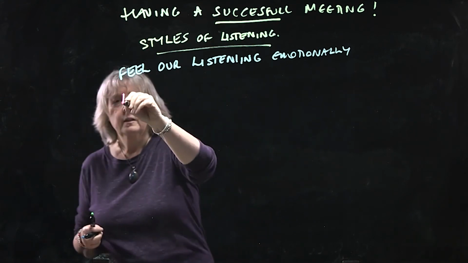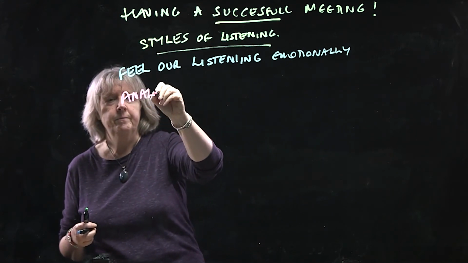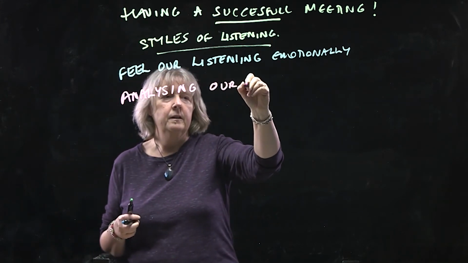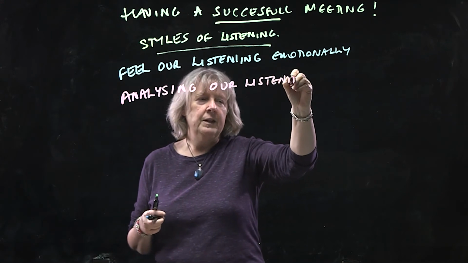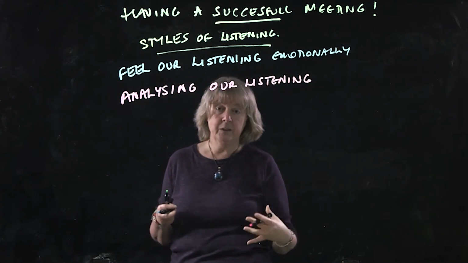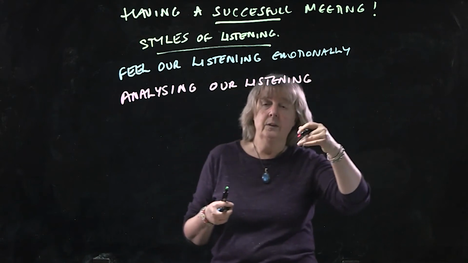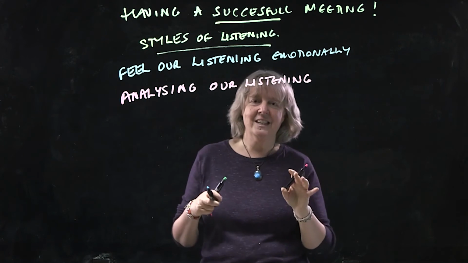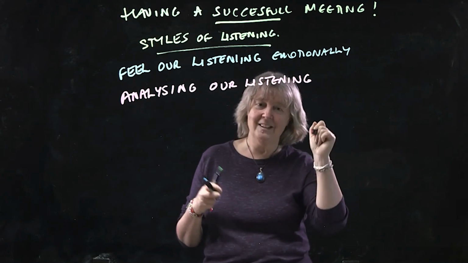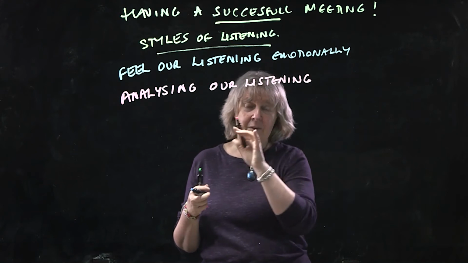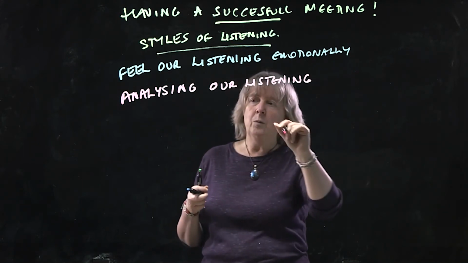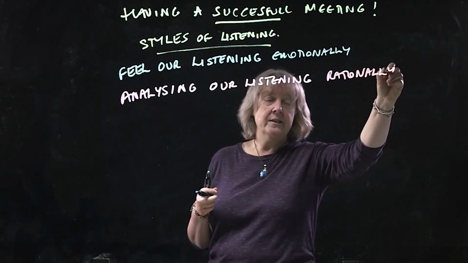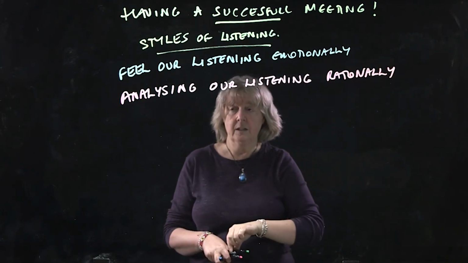So with rational people, people with a rational bias or emphasis, we analyze our listening. We take in data and we reorganize it and repattern it and make decisions about how to meet the problem, if it's a problem, and whether we need to make associations. We're doing that while we're listening.